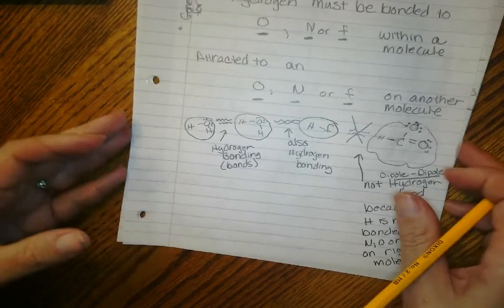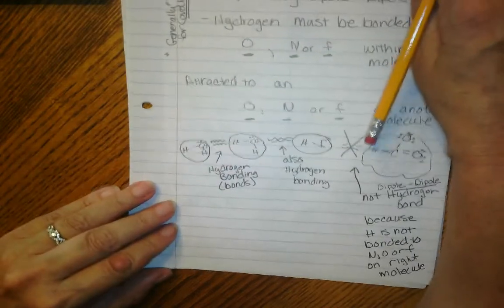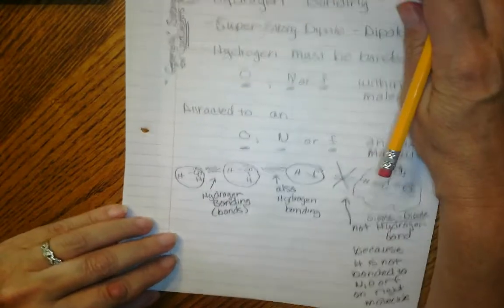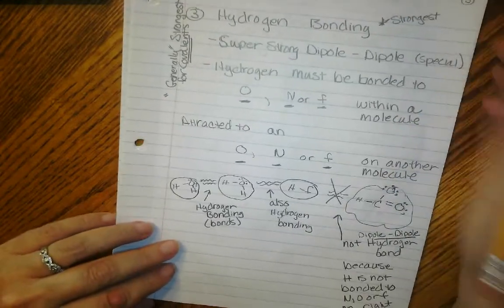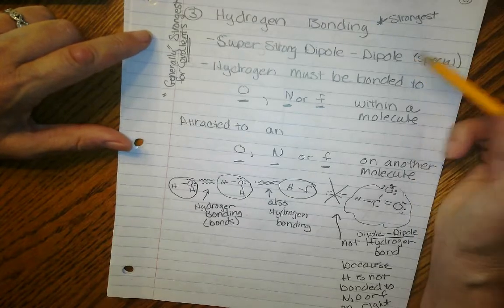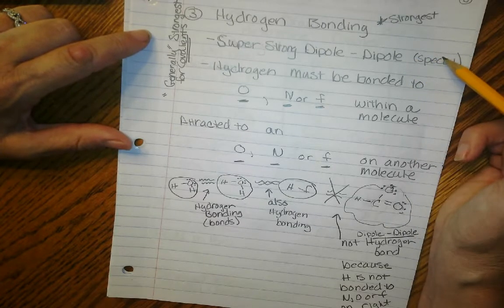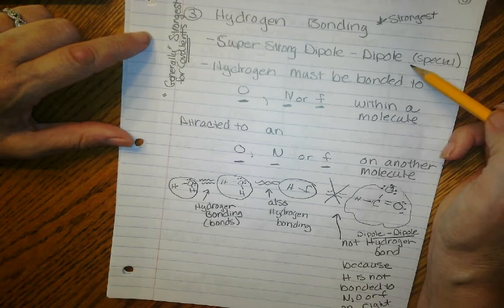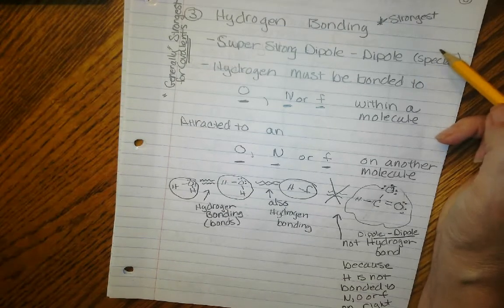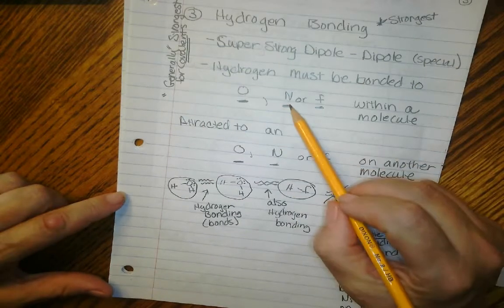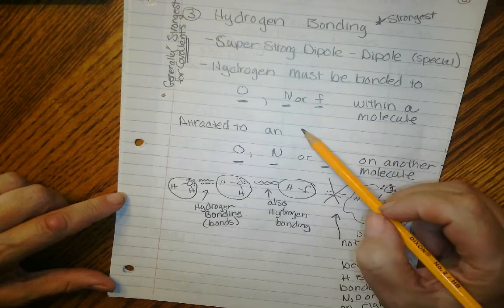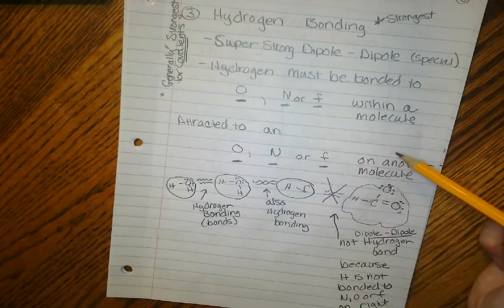So our last one on covalent, and technically the strongest for covalent, if we're talking about the same molecules, is hydrogen bonding. And this is just a super strong dipole-dipole interaction. It's so strong that we gave a special name to it, but it is two dipoles. And what it is, a hydrogen has to be bonded to an oxygen, nitrogen, or fluorine within a molecule. And if it is bonded to that, then it's attracted to an oxygen, nitrogen, or fluorine on another molecule.